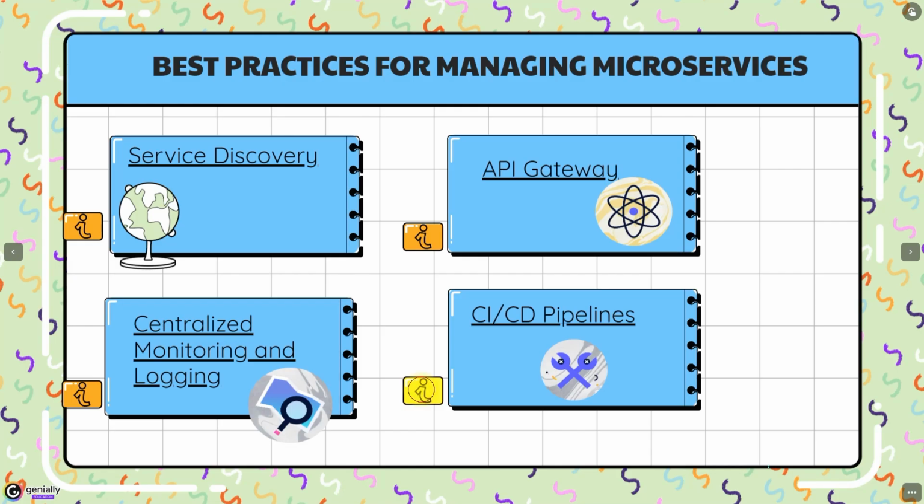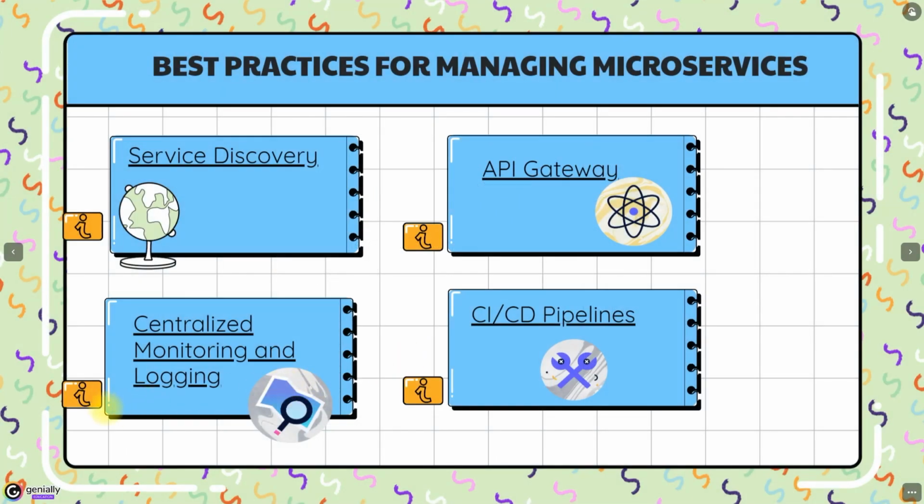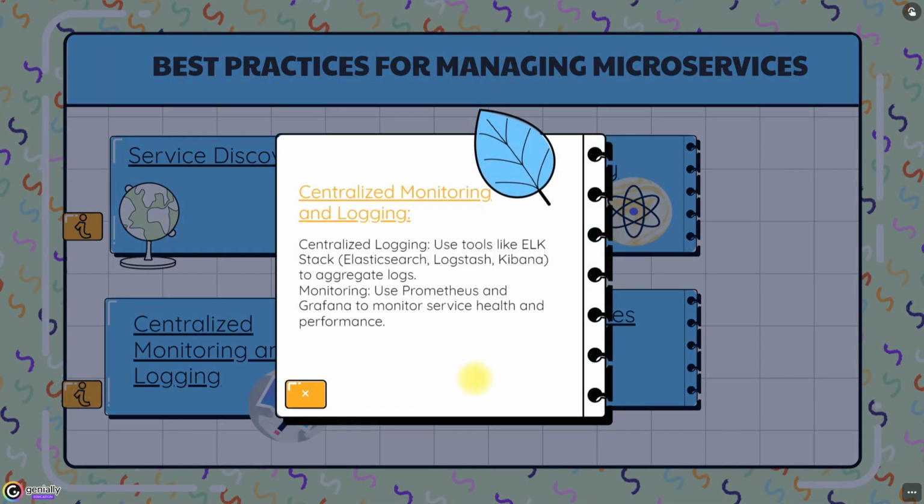And CI/CD pipelines, it automates the build, test, and deployment process to handle frequent updates and ensure reliability. And centralized monitoring and logging. Centralized logging uses tools like ELK Stack, it means Elasticsearch, Logstash, Kibana, to aggregate logs. And the monitoring uses Prometheus and Grafana to monitor service health and performance.